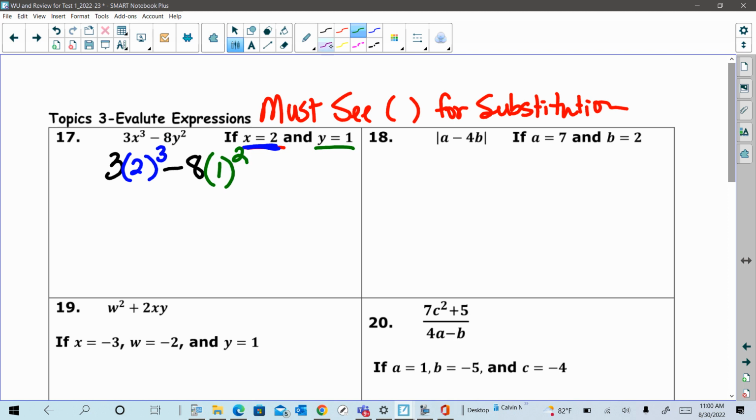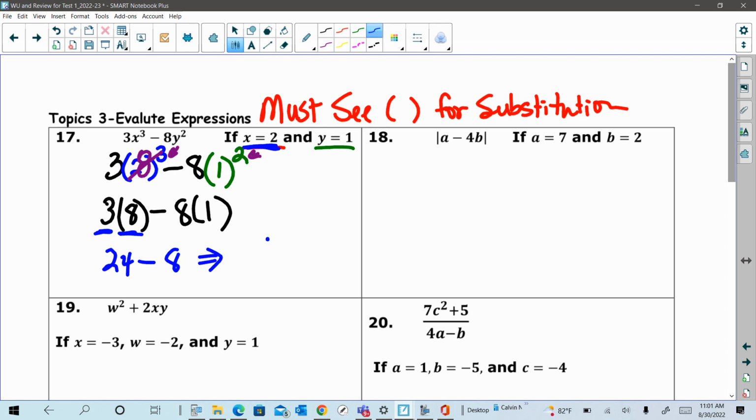So from here, you're going to need to do your exponents first. 2 to the third power turns into an 8. So really what I have is 3 parentheses 8 minus 8 parentheses 1. 1 squared is just 1. And then now we're doing our multiplication. 3 times 8, go that together, that's 24. Minus 8 gives me a final answer, 16.